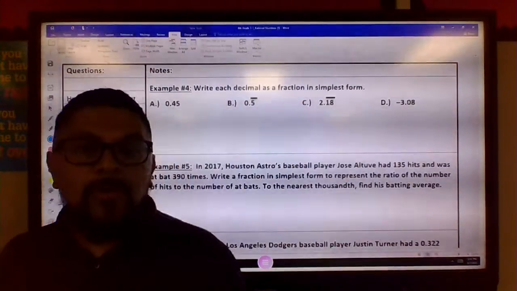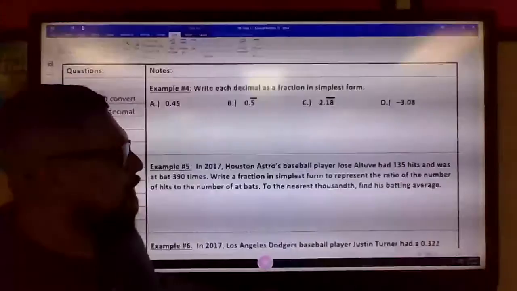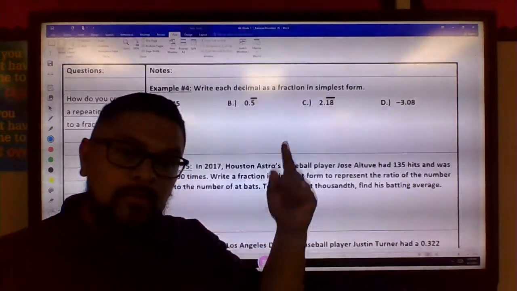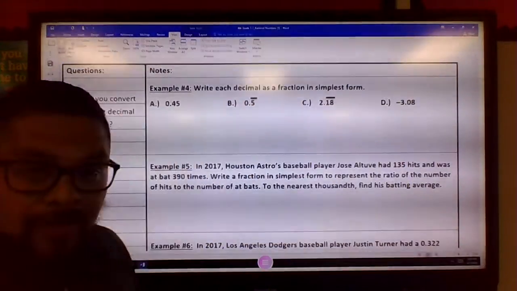You're on the back of the paper. You're on example number 4. Go ahead and flip it over and we're going to start.